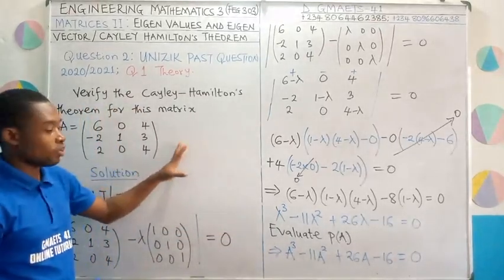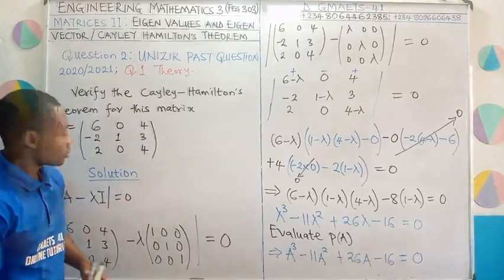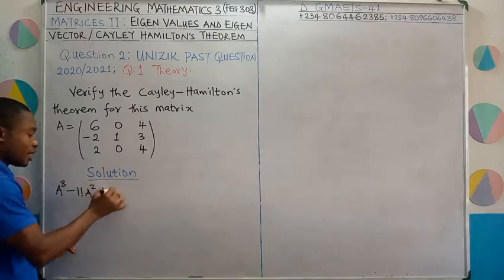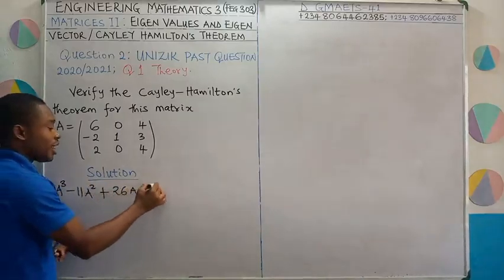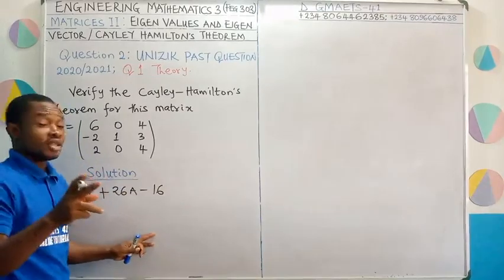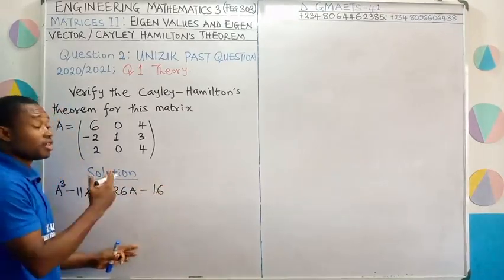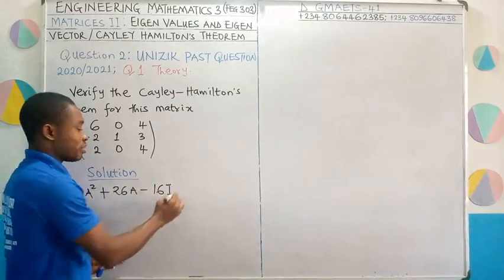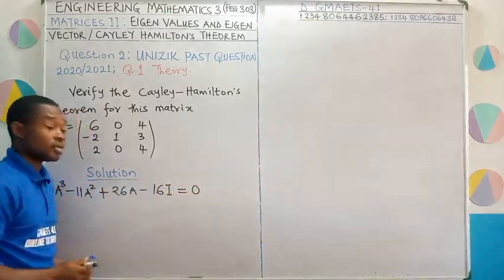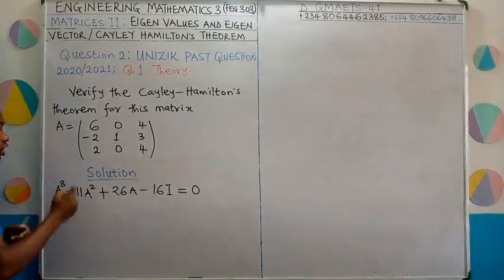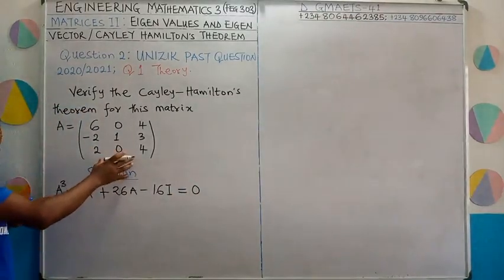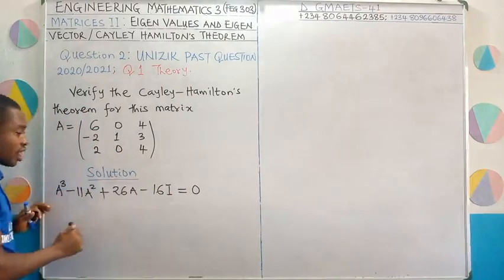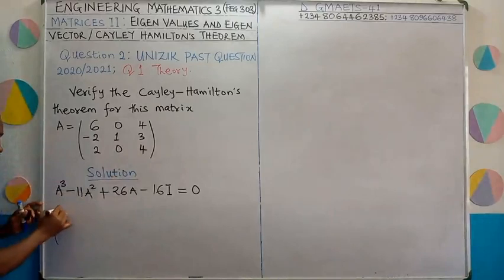So let us do the substitution, please, and then simplify to see what we get. Remember, we had A cubed minus 11 A squared plus 26A, and then minus 16 equal to 0. And then I told you that this 16 has to be converted to a matrix. So I'm going to multiply this by the identity matrix I, and then equate it to 0. Doing the substitution, this is going to give us A cubed. A cubed simply means this matrix multiplied by itself 3 times. This is what we're talking about.